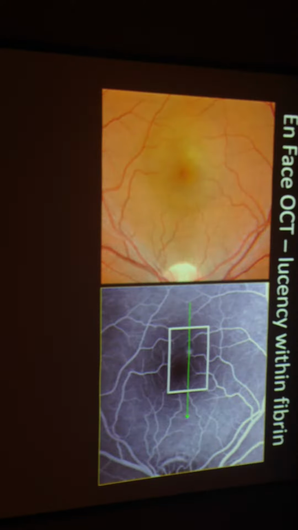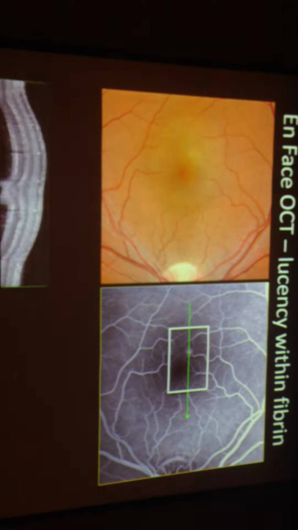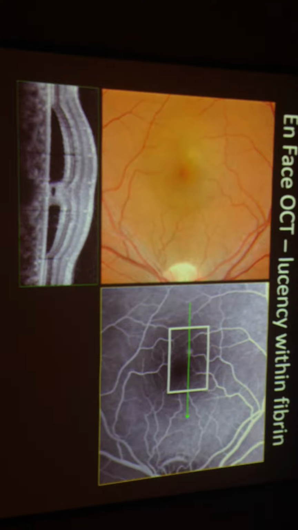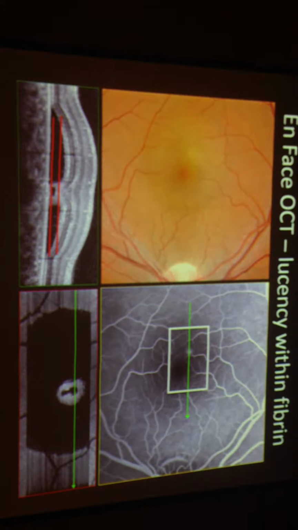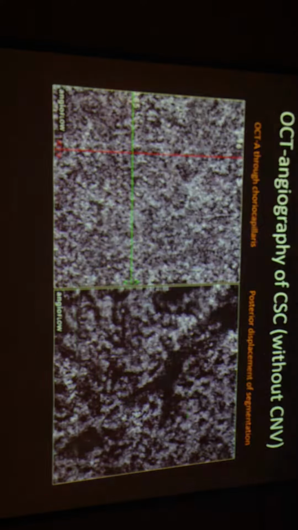You can also do en face OCT for CSC. For example, in this patient with acute CSC and some fibrin, when you do the OCT over it, you will notice the area of the whitening, which is the en face, which is the fibrin, and in the middle of the fibrin you see an area of lucency, and that usually corresponds to the active leakage of the CSC. And on en face OCT it will show up like a keyhole.